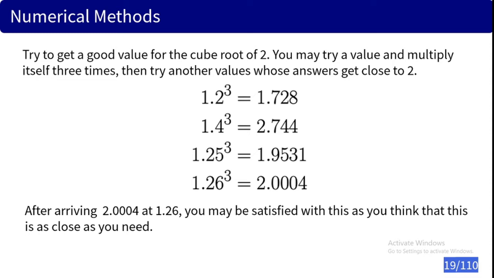And then, after arriving at 2.004 at 1.26, you may be satisfied with this. Kay pamilya nimo nga this is the answer that is as close as you need. Okay, so sa pag-arrive nimo sa 2.004, dinhi mo makita nga possible nga mag-set na siguro ka criterion kung saan na ka-stop sa imong approximation, which will be discussed sa next nato nga mga lessons.